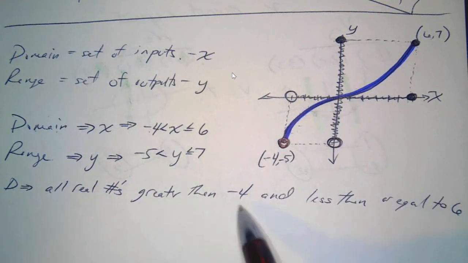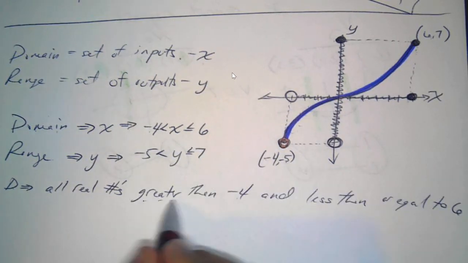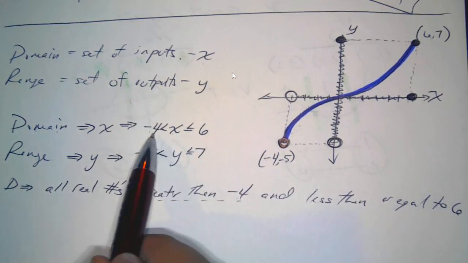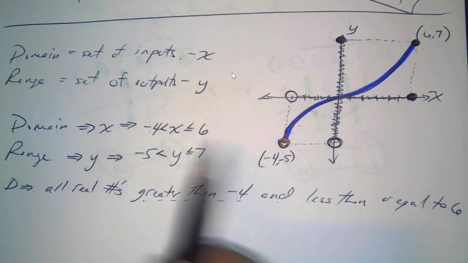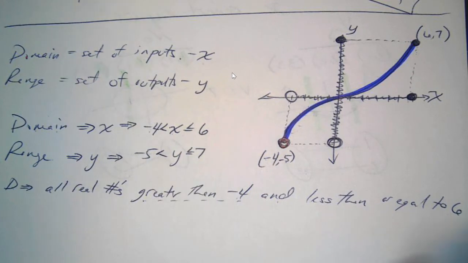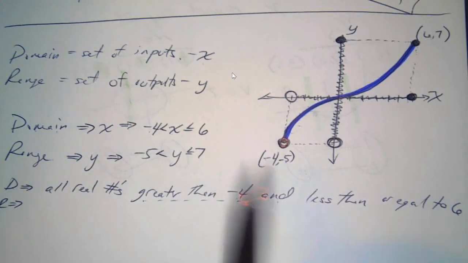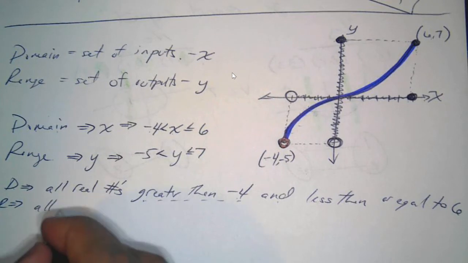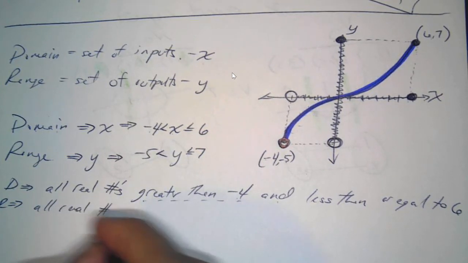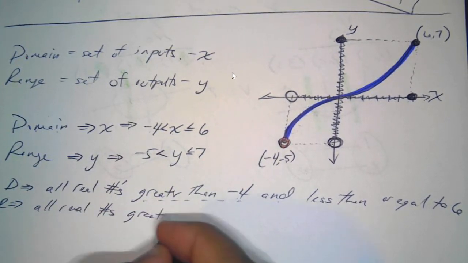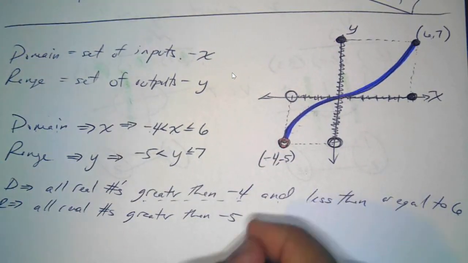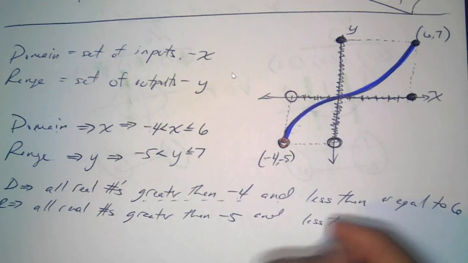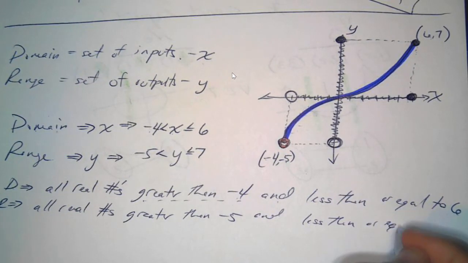So it's all real numbers x greater than -4, and compound, less than or equal to 6. What about the range? Well, the range is the same thing. All real numbers greater than -5 and less than or equal to 7.